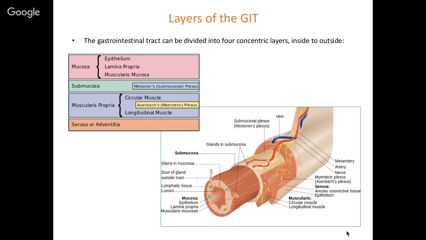The mucosa itself, the innermost layer, is split up into the epithelium, the lamina propria and the muscularis mucosa. The epithelium is where a lot of the absorption and digestion happens. Lamina propria is connective tissue, and muscularis mucosa is a very fine layer of muscle. The next layer is the submucosa. So this is a lot of things.